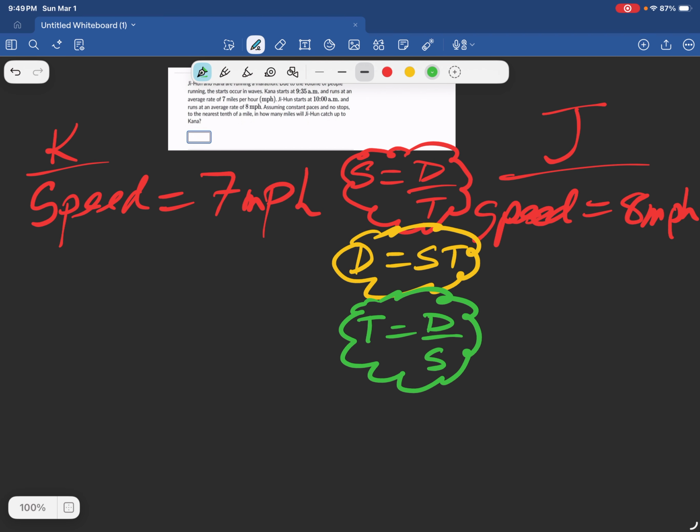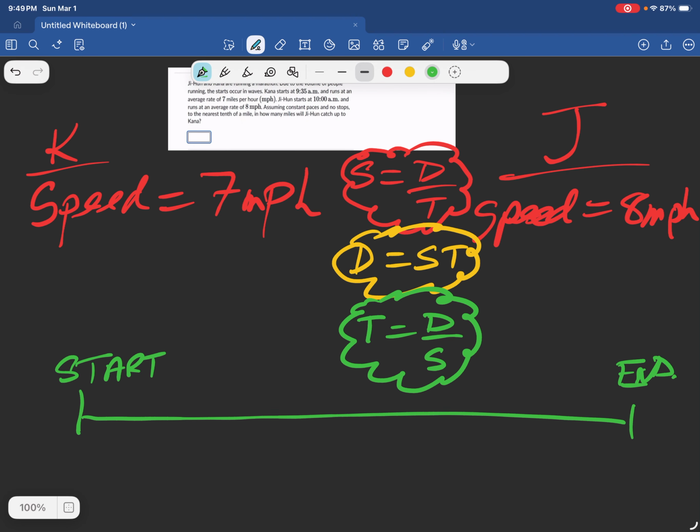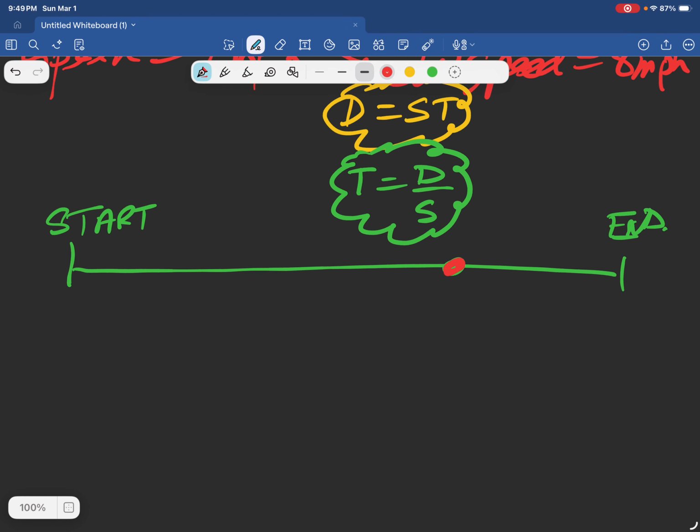Now, if we model a race this way, as this being the start, and this over here being the end of the race, imagine that at some point in between the start and the end, the faster person catches up to the next person. Let's put this as a point right here. Put it in red. I love bright colors. Then it means that both of them would have traveled the same distance, but one would have traveled in a shorter amount of time. Keep that in mind.